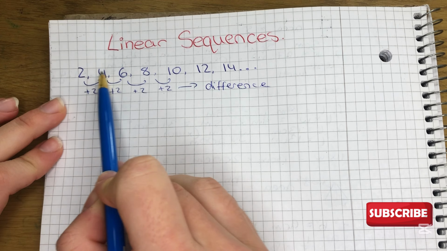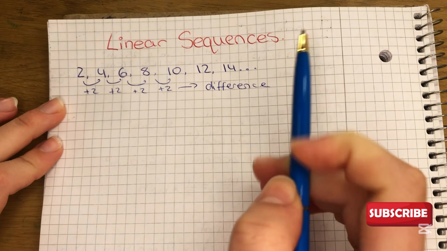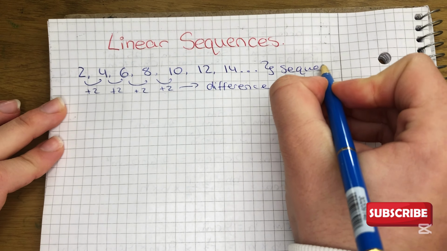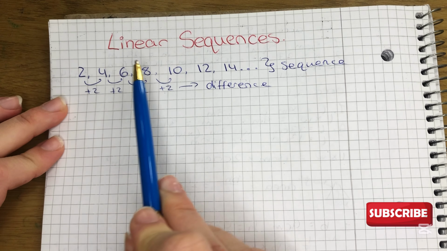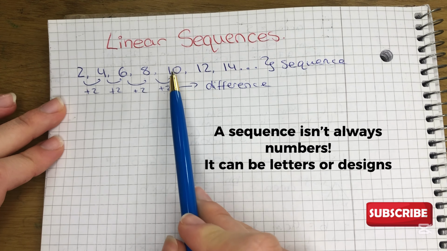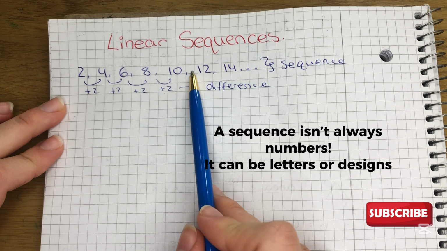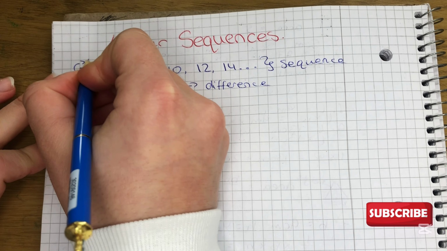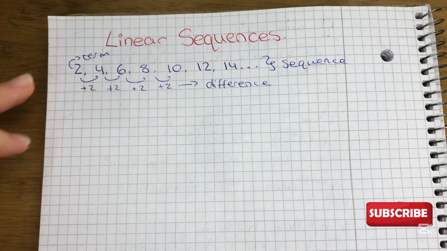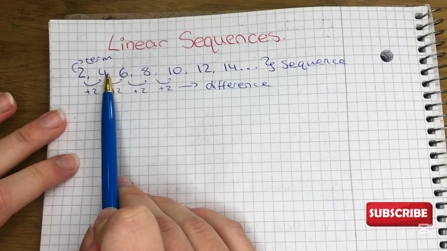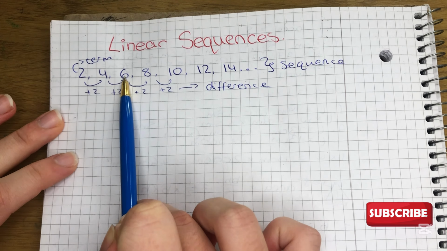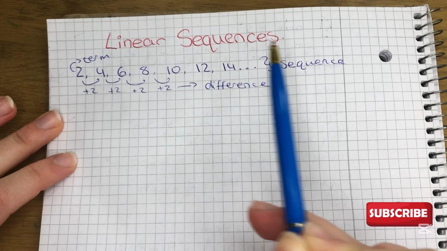Now, the actual whole pattern, the whole thing, is called a sequence. And if you were to talk about one number or letter or specific design in a sequence, it would be called a term. So if I were to say the number 4 from this sequence, this is a term. So this is a term, this is a term, this is a term, and so on and so forth.